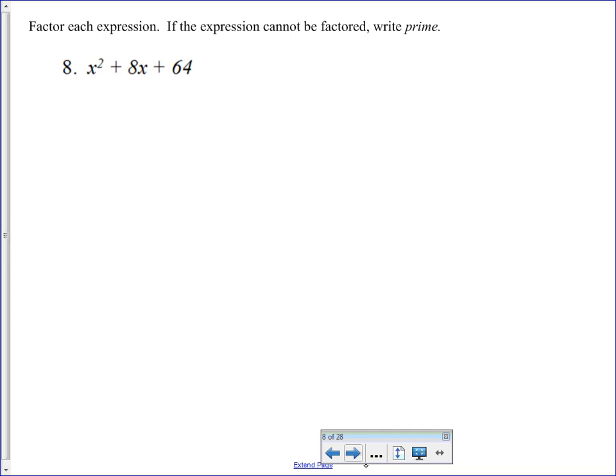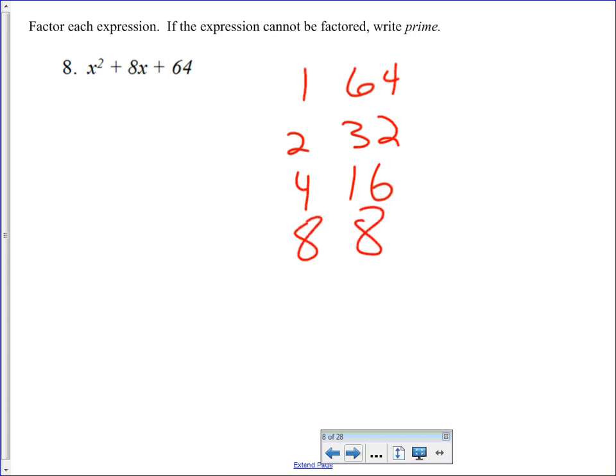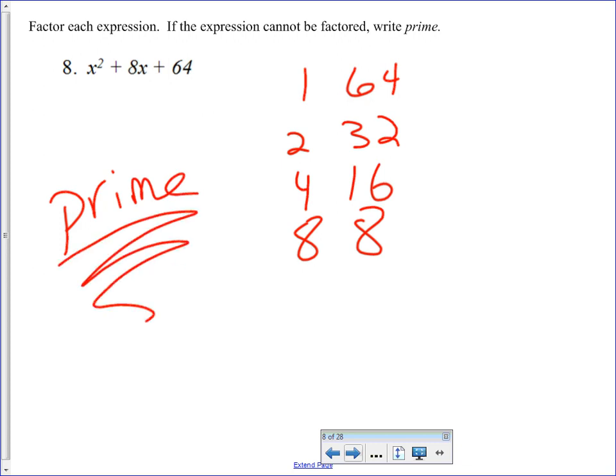For number 8, I'm looking for two numbers that multiply together to give me 64 that add up to 8. And I'm just going to list all the factors so you can see this. 4 and 16. And then 8 and 8. So those are all the things. What you'll notice is that none of them add up to 8, so this is prime. We have to check to make sure.